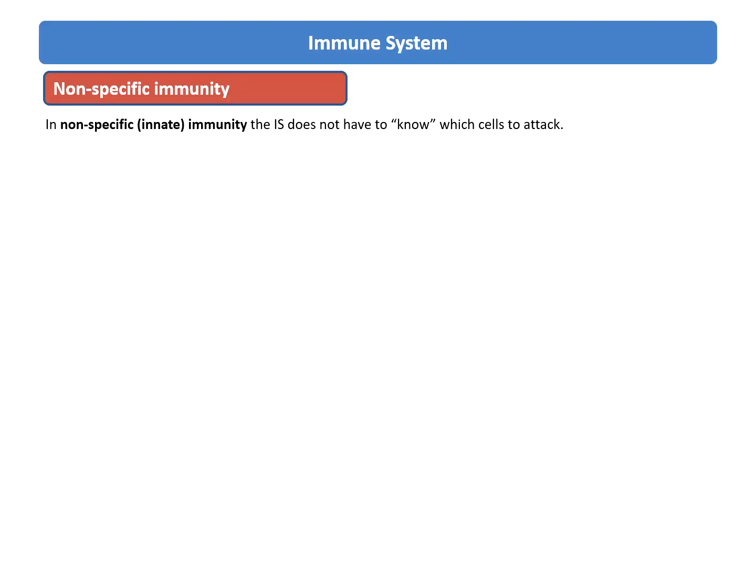Well, now you're probably wondering what in the world are we getting at? Let's begin with part C, nonspecific immunity. Nonspecific or innate immunity is a type of immunity in which the immune system does not have to know which cells to attack. It functions against antigens in general rather than a specific antigen.